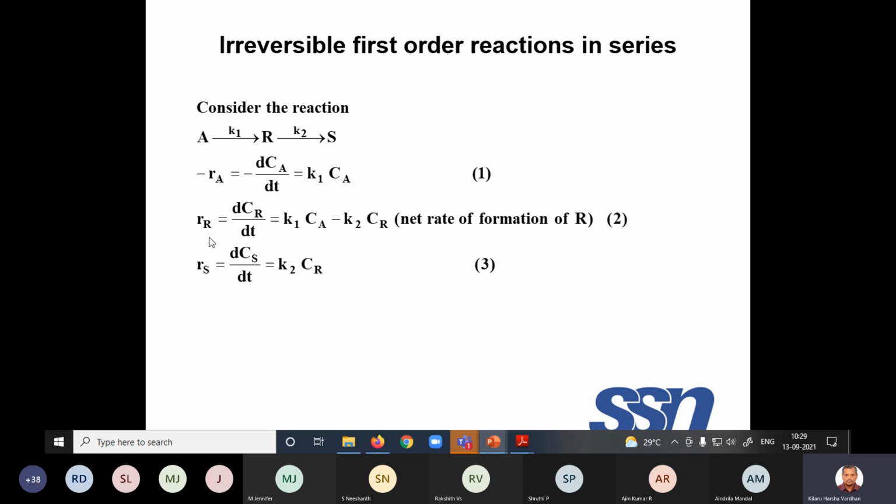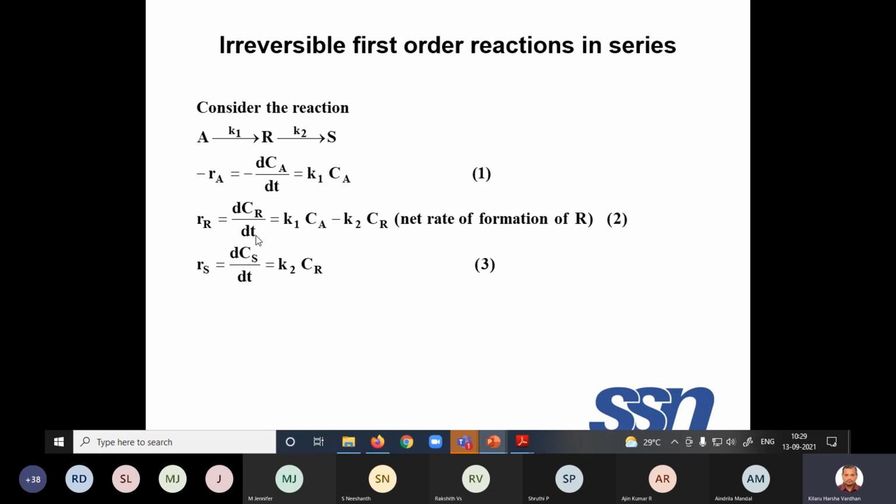So when you have this kind of system, you know that R will be maximum somewhere. We already derived at what point R will be maximum, so that derivation comes into the picture. This derivation was already done in the first unit, where you take dCr by dt plus K2Cr minus K1Ca equal to 0, and then integrate. We already derived the solution in the previous units.